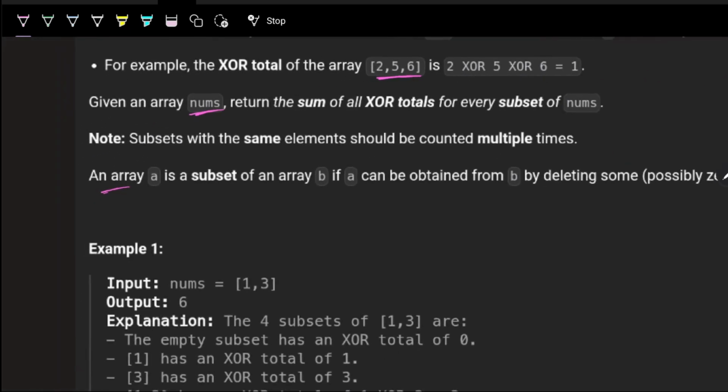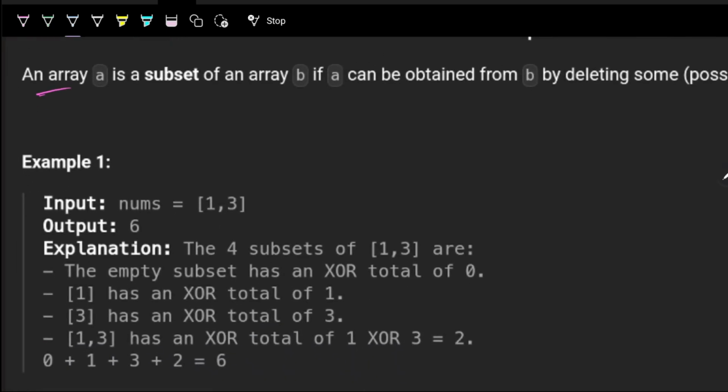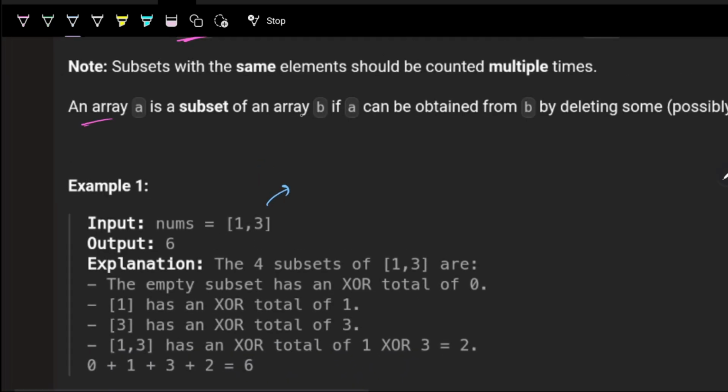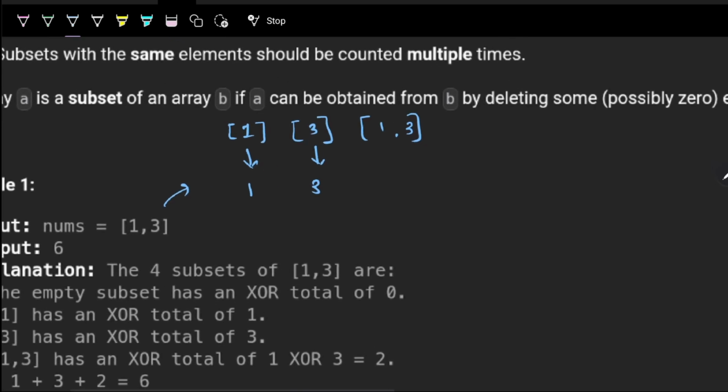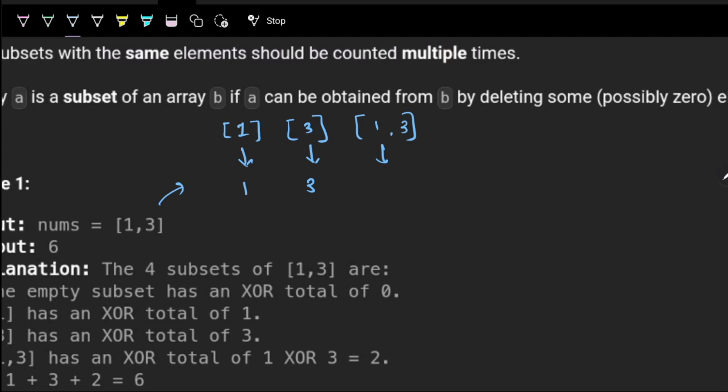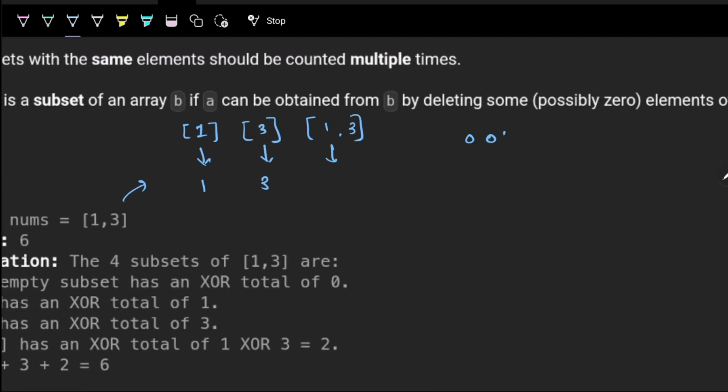So let's understand this with a simple test case given here. We have been given 1 and 3. So the possible subsets would be 1, 3, and 1 3. Correct? So XOR of 1 is 1, as it is a single element. XOR of 3 would be 3 because it is a single element. And XOR of 1, 3 would be: 0 0 0 1 for 1, and 0 0 1 1 for 3.